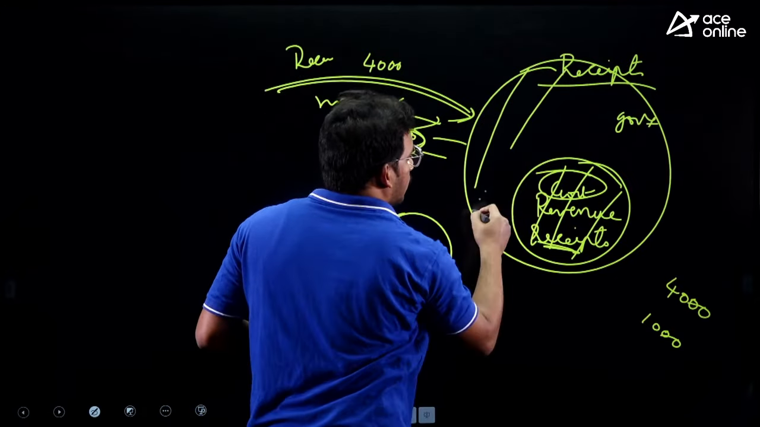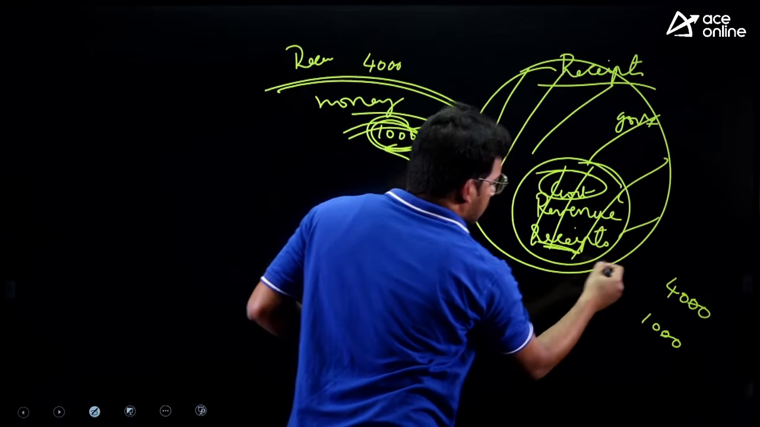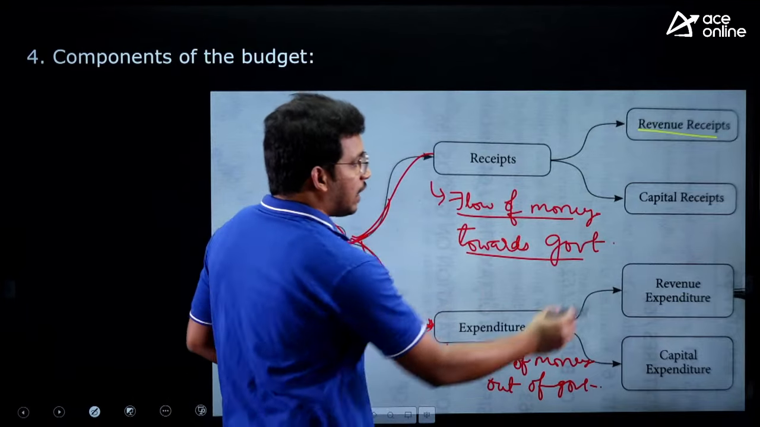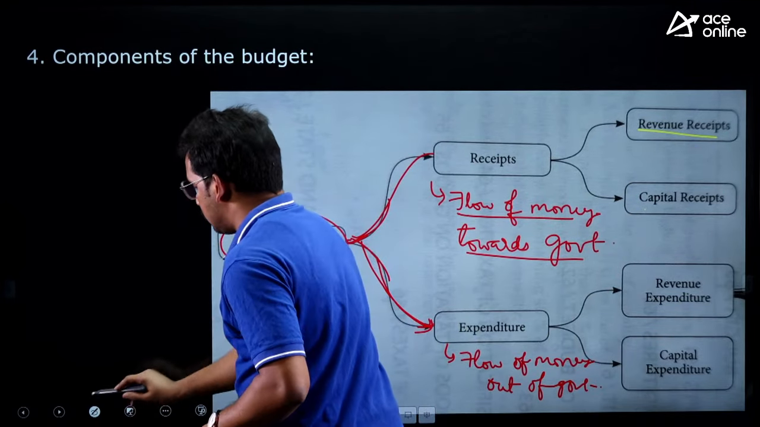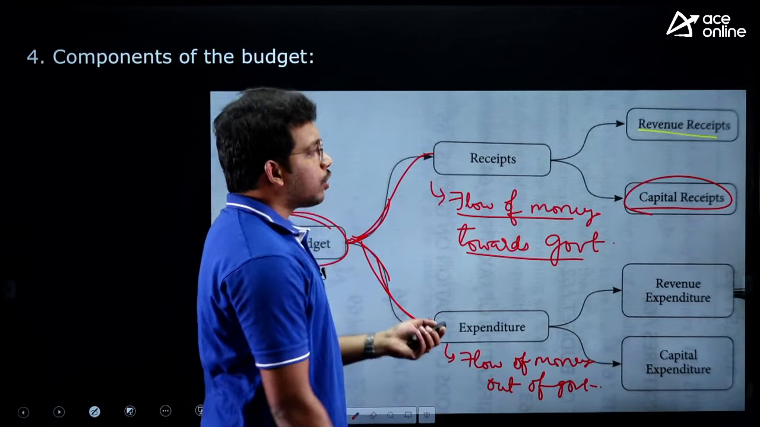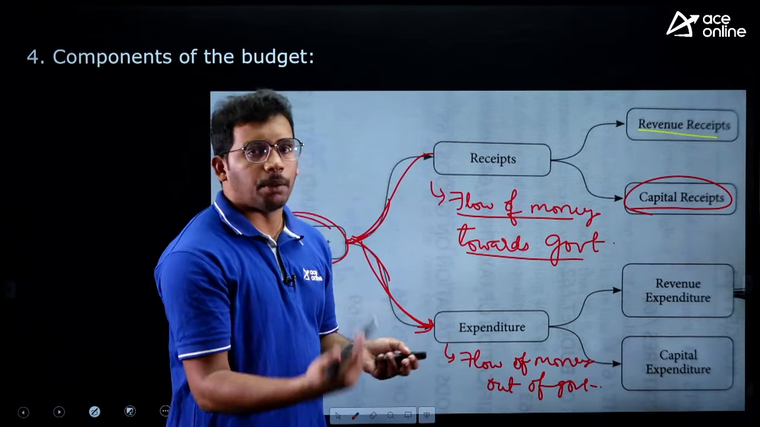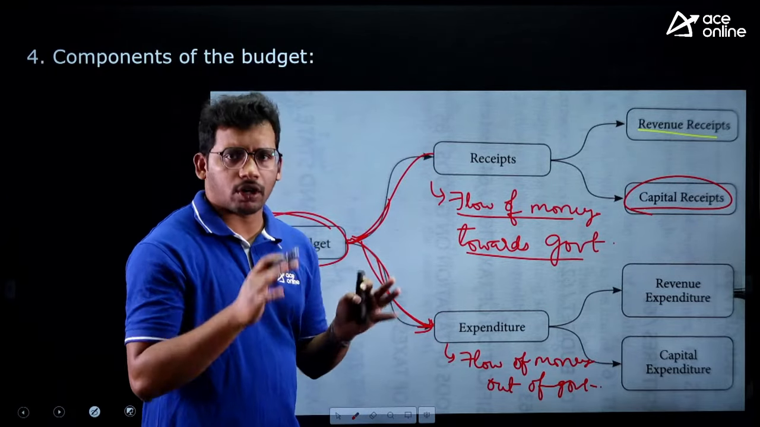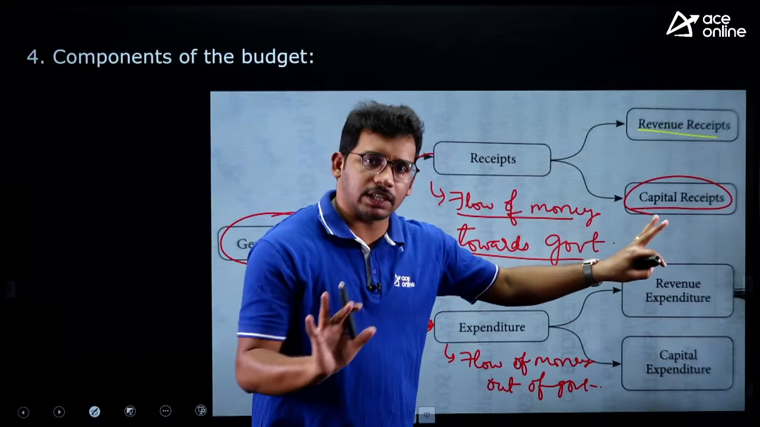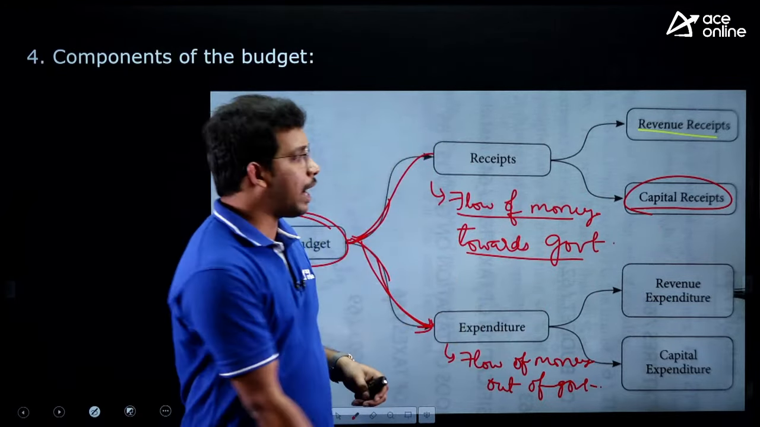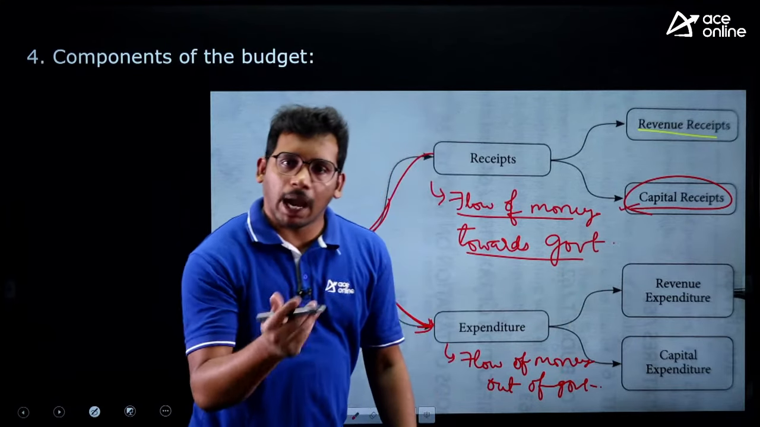And the rest of the money that the government is receiving has to be paid back. That is called capital receipts. In these capital receipts, there may be some other elements. I'm not going to discuss the whole economy here, that will take a lot of time. But I am making you understand the very basics: revenue receipts is the money that the government need not pay back, and then there are capital receipts.